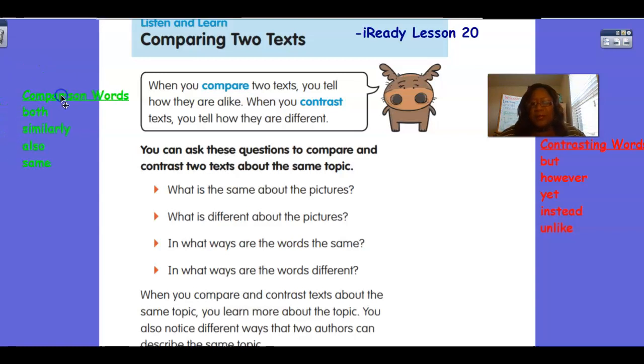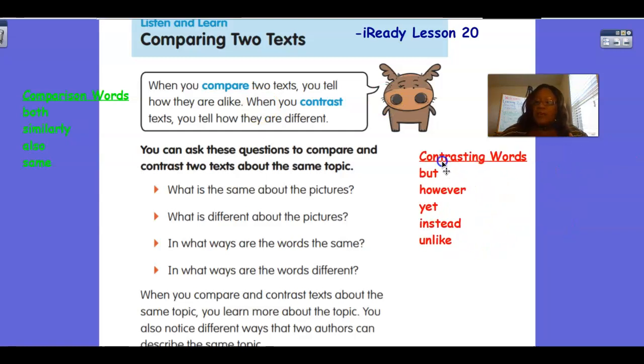You can tell when you're comparing text, or within a text, an author showing you that they're about to use this text structure. Comparison words would be both, similarly, also, and same. On the other hand, contrasting words would be but, however, yet, instead, unlike.